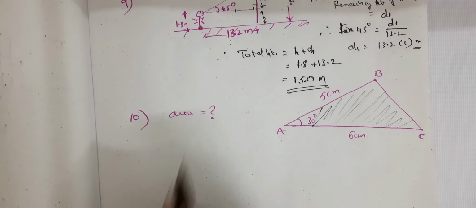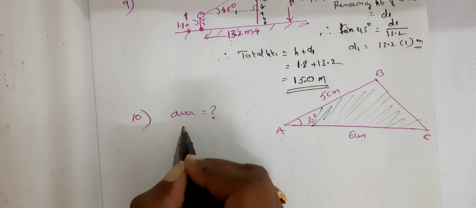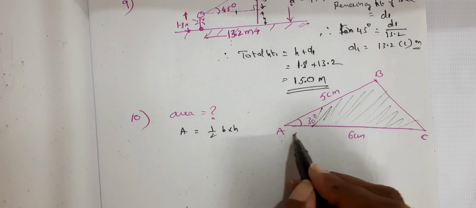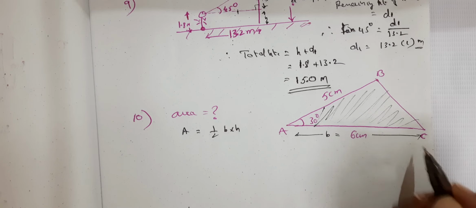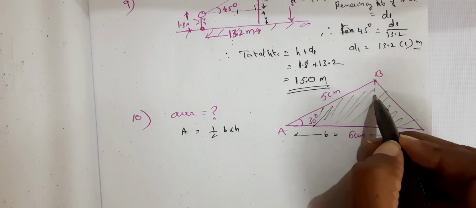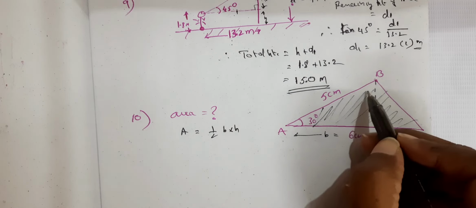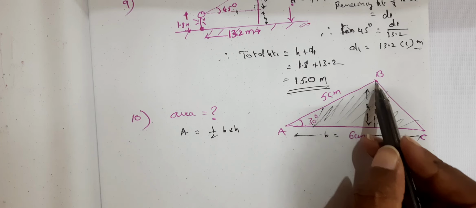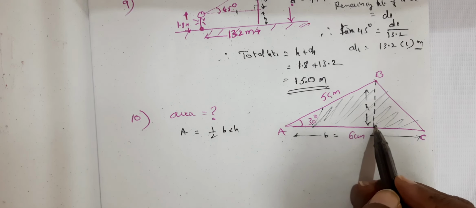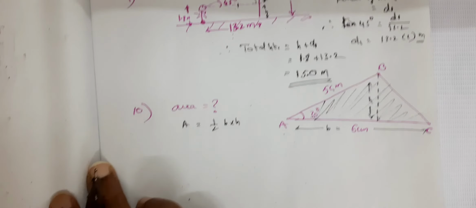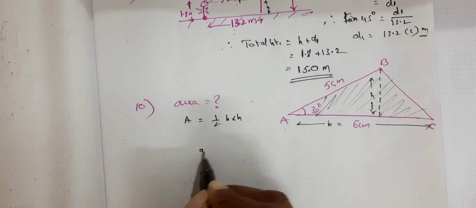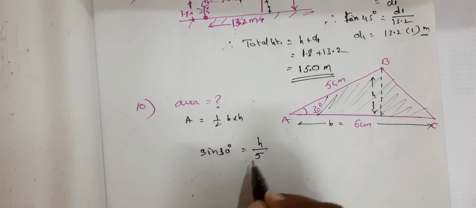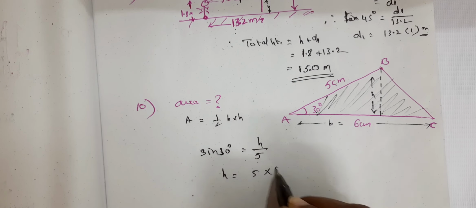Right. So now when we want area, what is area? Area is equal to half base into height. Now base we already have, 6 centimeters. I want height. This is what I want. So I have the angle, I have the hypotenuse, so I can find out the opposite side. That is sine. So therefore, to find height, sine 30 degrees is equal to height by 5 centimeters, or h is equal to 5 into sine 30.